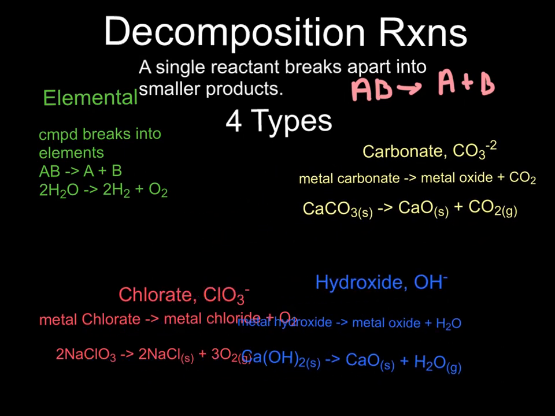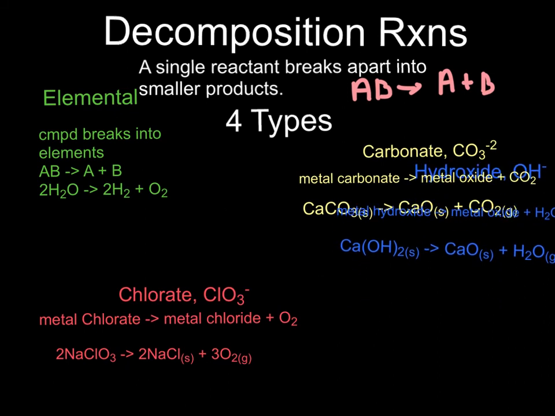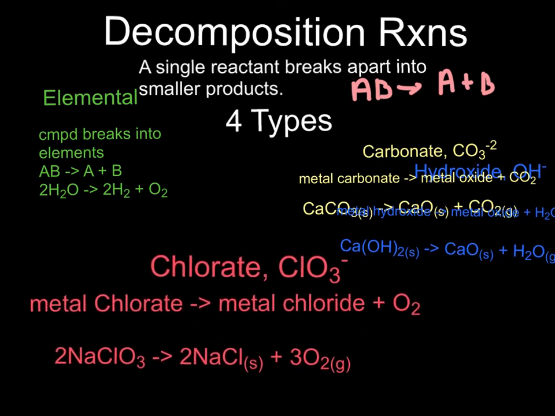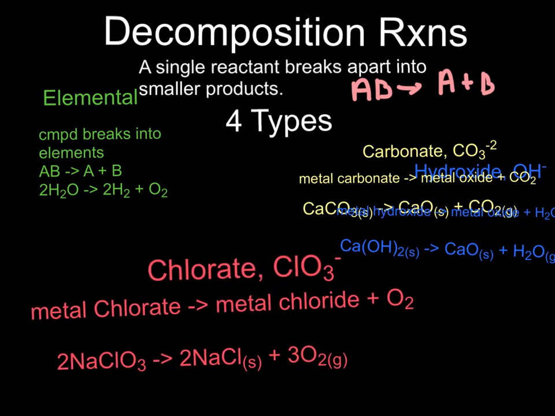All right, let's take a look at the chlorate. Again, knowing your polyatomic ions is extremely helpful here. Chlorate is ClO3 with a -1 charge. When you have a metal chlorate that breaks apart, it breaks apart into the metal chloride and oxygen gas. So here we have sodium chlorate. It breaks apart into sodium chloride and oxygen gas.